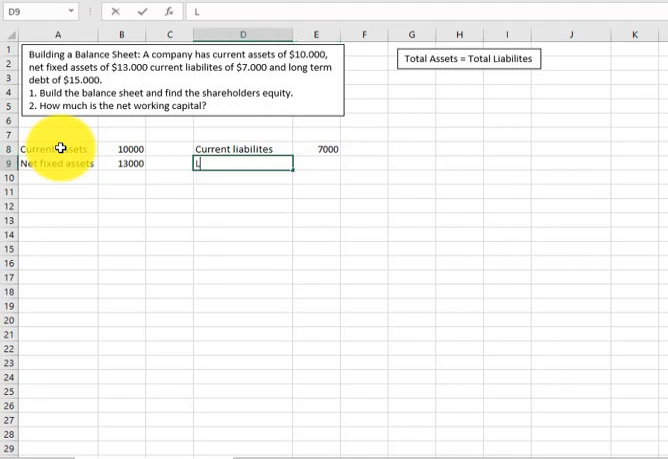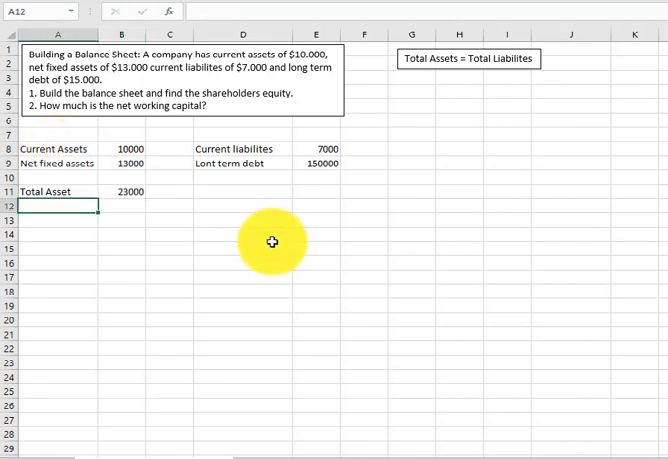$7,000, and long-term debt is $15,000. Now, total assets then equal the sum of the net fixed assets and the current assets, equal $23,000. Now we know that total assets, they equal total liabilities.